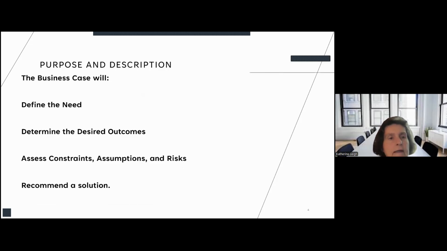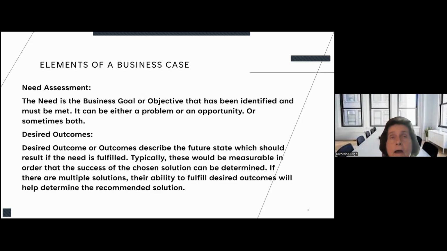That makes all the difference, right? So the description of the business case is that it will define the need, determine the desired outcomes, assess any constraints, assumptions, and risks, and recommend a solution. Sometimes a business case can be about several different solutions, but the general idea is to pick one. Other times it's just about one solution versus doing nothing.